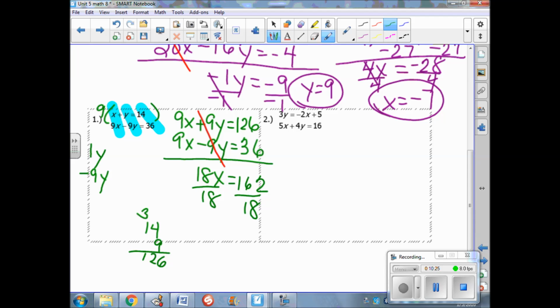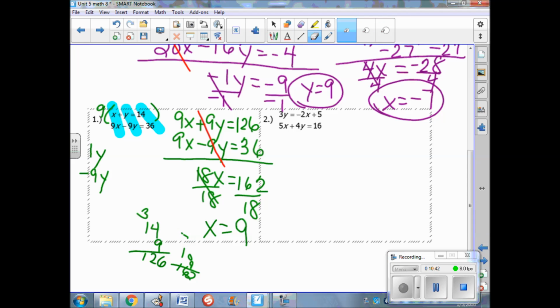divided by 18. X equals, I'm going to pause because I got to do that division. I don't know that one. All right, I got it. X equals 9. All right, so we're halfway there with this one.